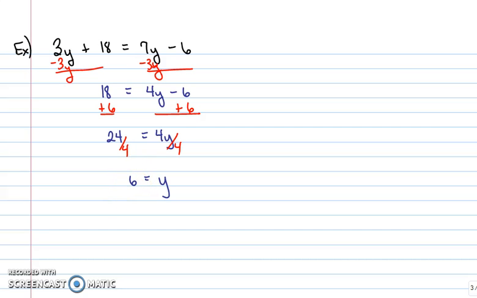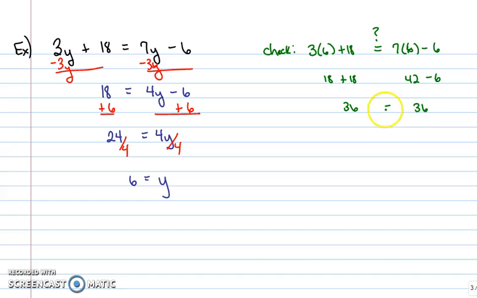Now, we can always check and make sure that's our solution. So I can plug it back into the original equation. I have 3 times 6 plus 18, and I want to know, does that equal 7 times 6 minus 6? That gives me 18 plus 18, and that's 36. This gives me 42 minus 6, and that's also 36. They do equal, it checks out. So y equals 6 is the solution of our equation.